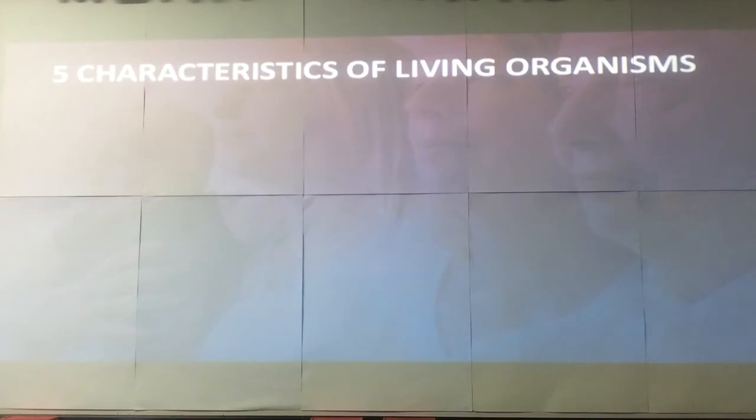Now, in order for something to be called living, it has to have 5 characteristics. There are things that we use, for instance, such as my iPad that I'm using to record, or a projector, or a computer, and it may have some of these characteristics that make it look like it's living or moving. But in order for it to be a living organism, it has to have these 5 characteristics.